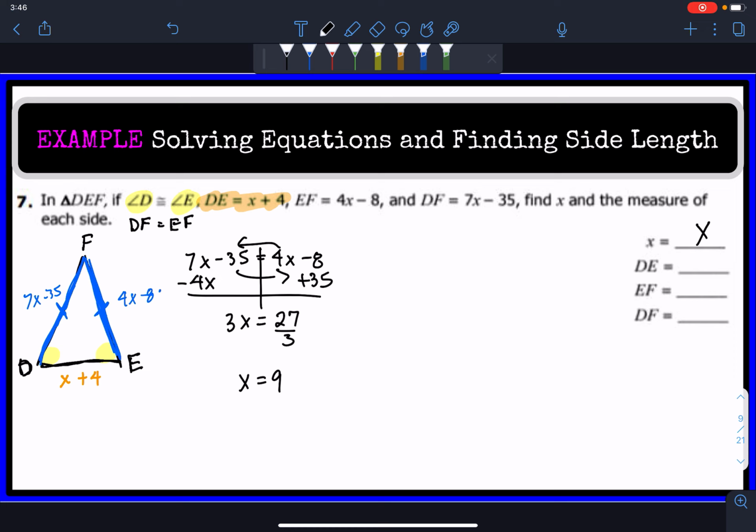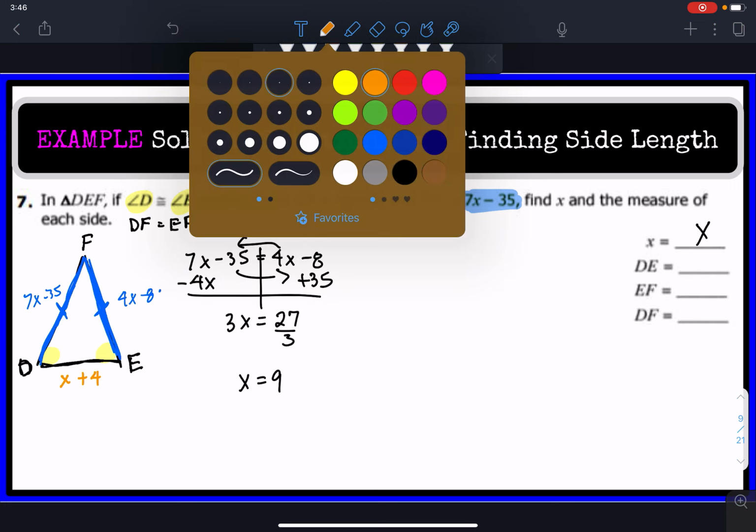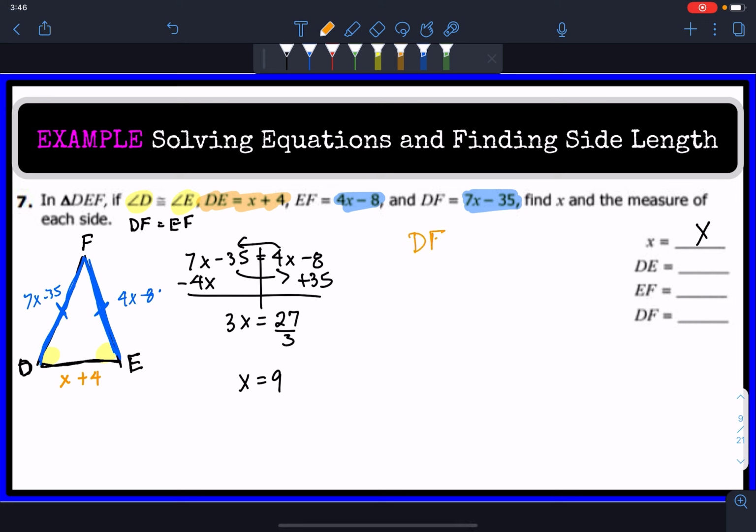DE, which is this bottom side down here, is equal to x plus 4, and with x equal to 9, 9 plus 4 is equal to 13. So that segment down there is equal to 13. And the two blue segments are going to be equal to each other. So this time I'm not going to make that mistake of doing double work. Let me first figure out the measurement from D to F.